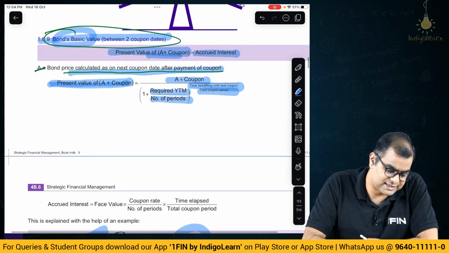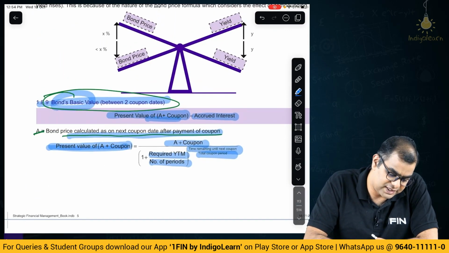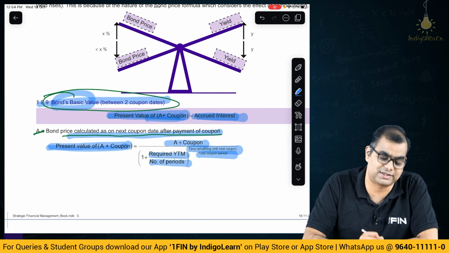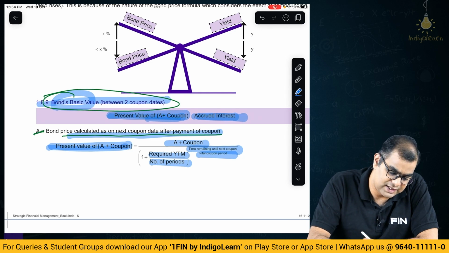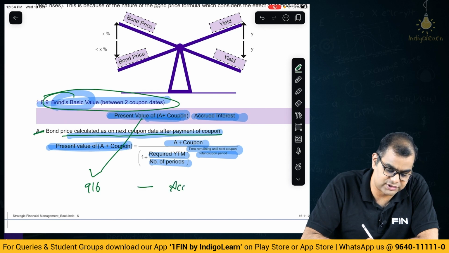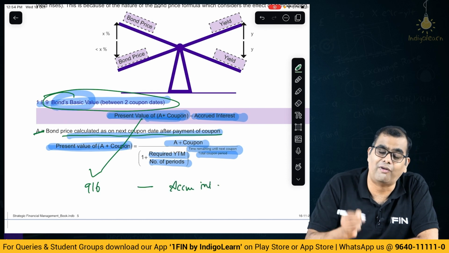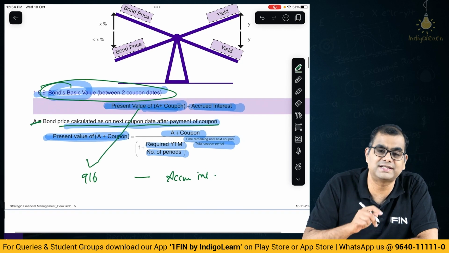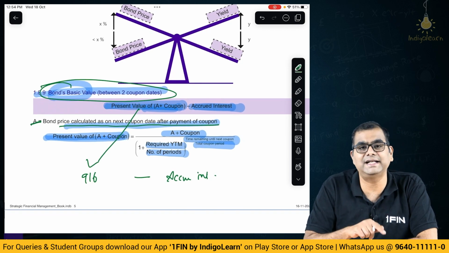Now, this 916 is what? Present value of this minus accrued interest. 916 is this value minus accrued interest. What is this accrued interest? This accrued interest is accrued interest from Jan till March.